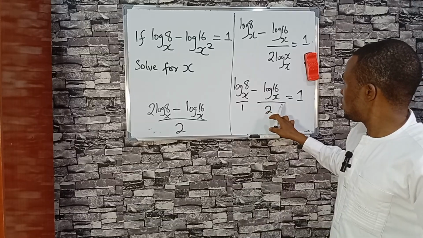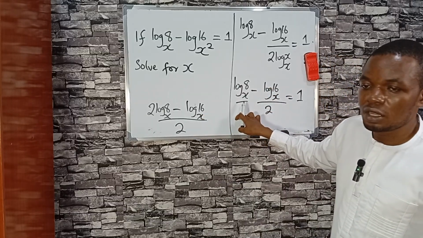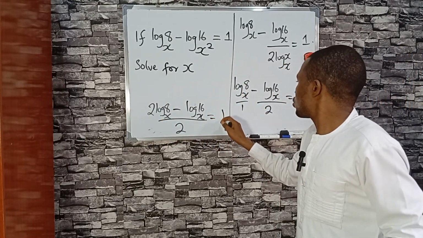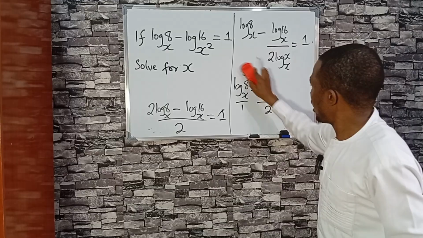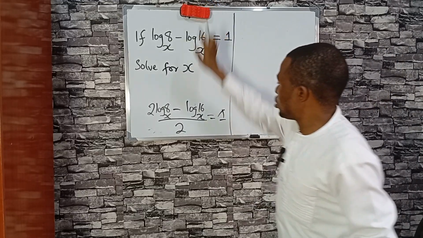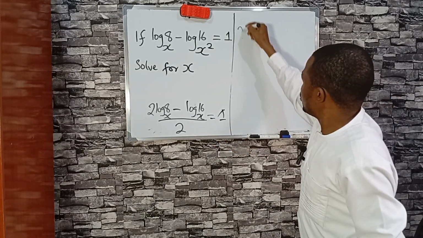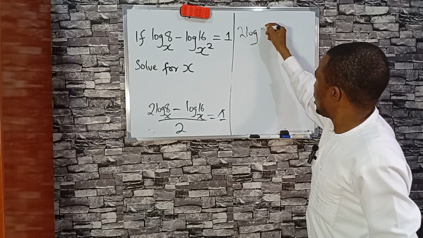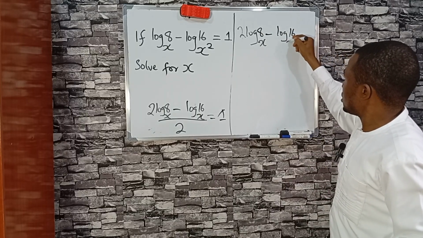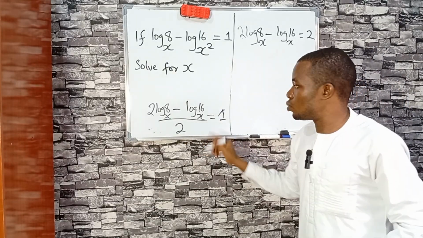2 divided by this, that is 1. 1 times this is this. Then 2 divided by 1 here is 2. 2 times this one. So that's what I call it. So equals to 1. Now, what I need to do, what if I multiply this by this to make this equation linear? That will be 2 log 8 base x minus log 16 base x equals to 2. 2 times 1, that is 2.